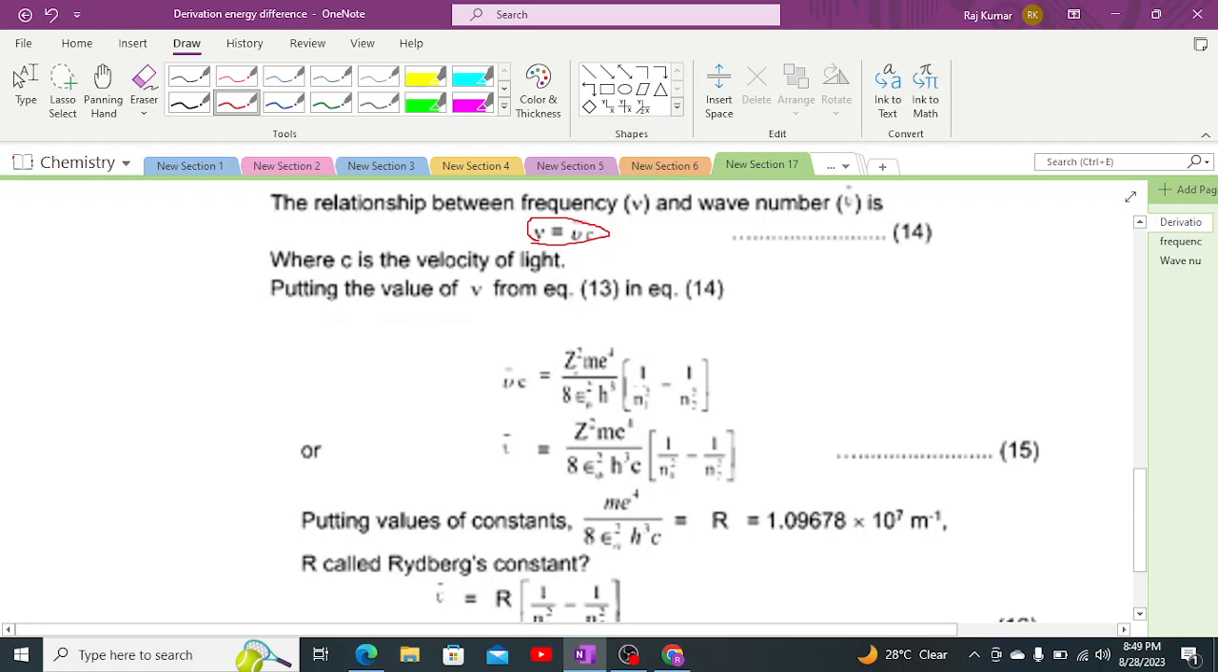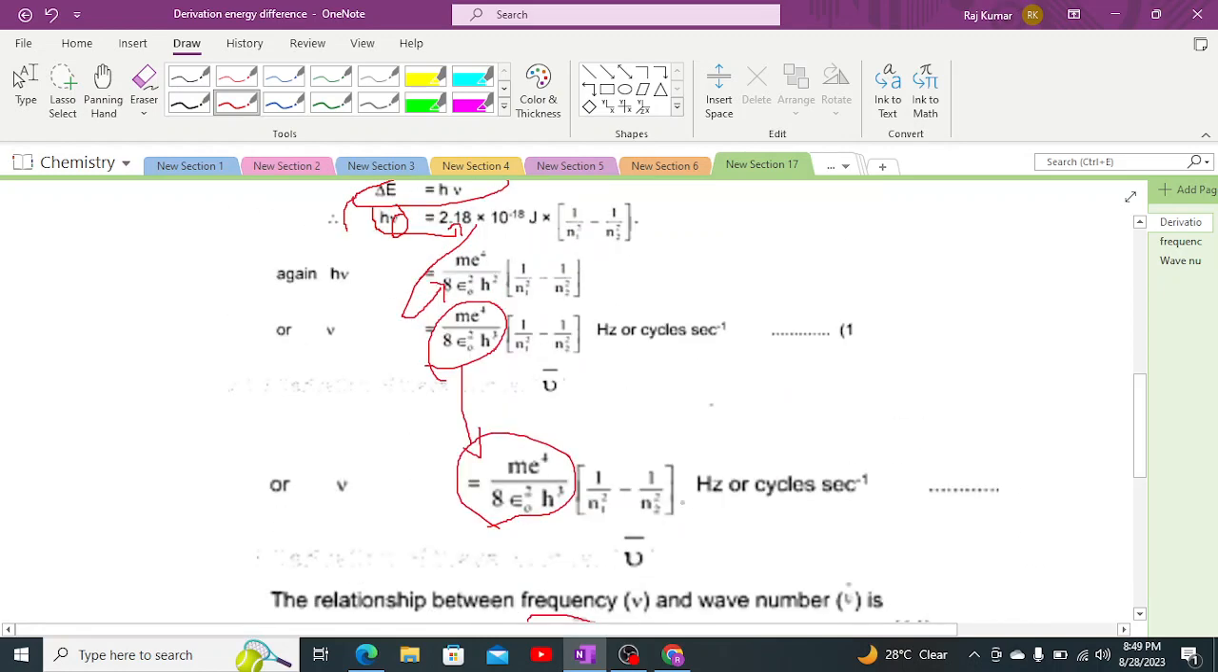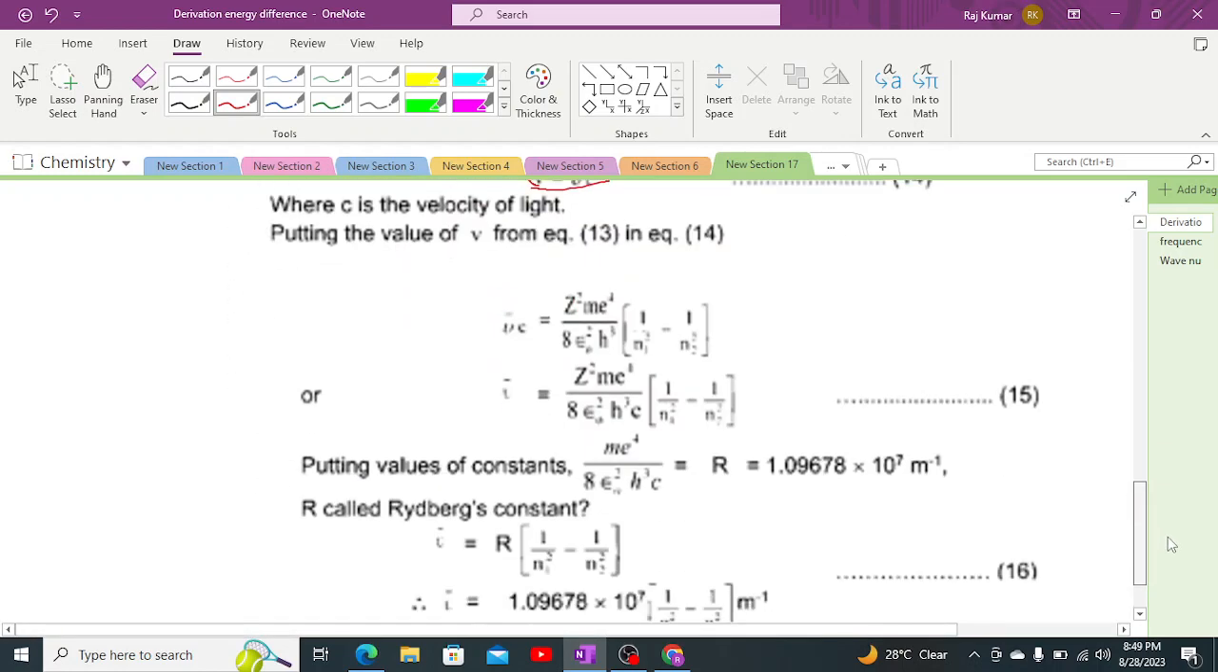Frequency has its value, as we have previously discussed. This is the complete value of frequency. Now putting this value of frequency here, it will ultimately become Z square m e power 4 upon 8 epsilon naught square h cube. In order to calculate the value of wave number, c will move to the other side, due to which wave number is equal to Z square m e power 4 upon 8 epsilon naught square h cube c, into 1 upon n1 square minus 1 upon n2 square.